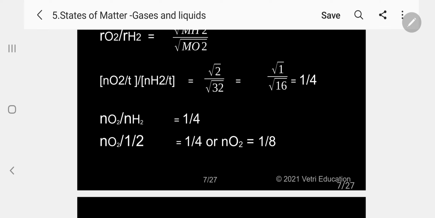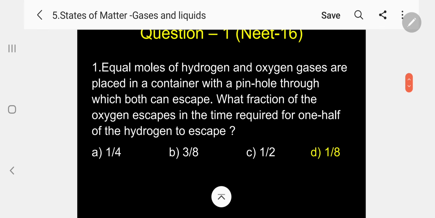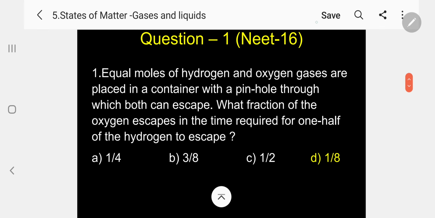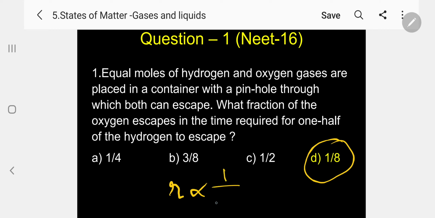Just see the options now. The correct answer is 1 by 8. This was asked under Graham's law of diffusion. The formula is: rate is inversely proportional to the square root of density, or rate is inversely proportional to the square root of molecular mass. Kindly follow. This is the law, Graham's law.